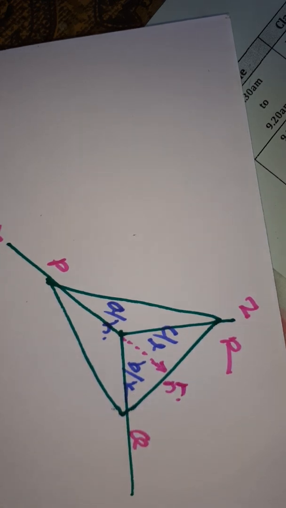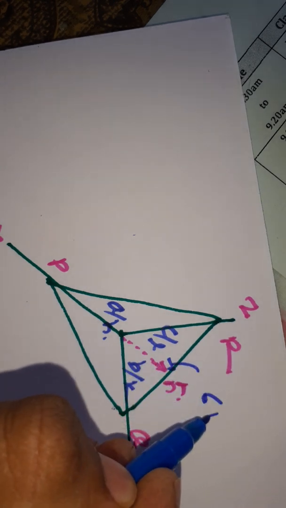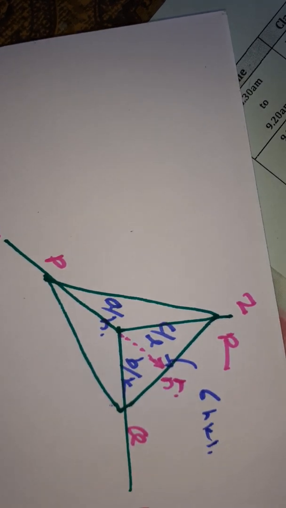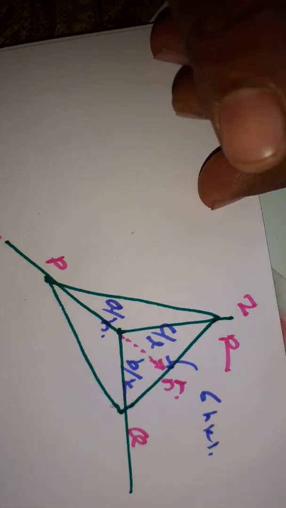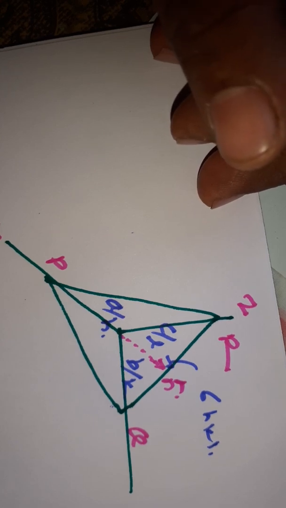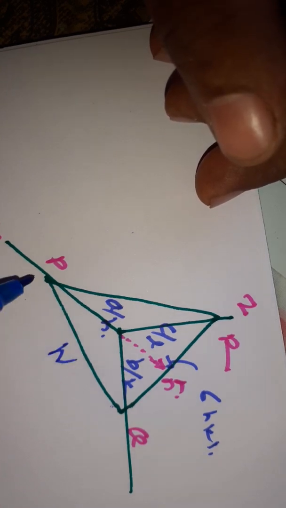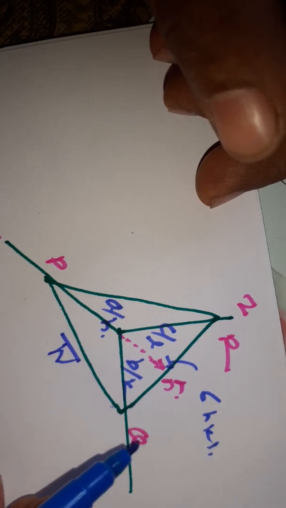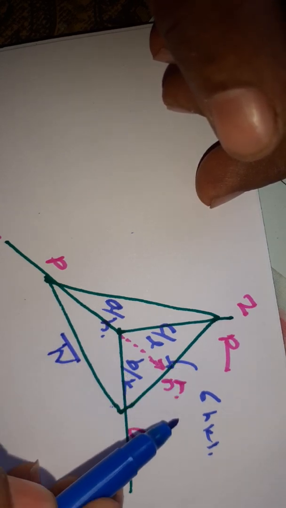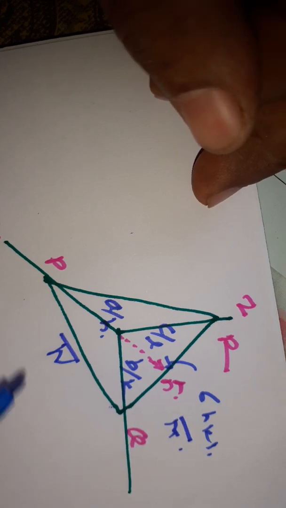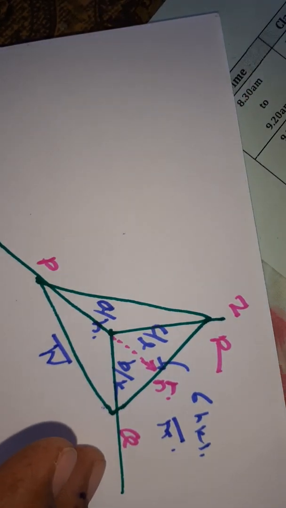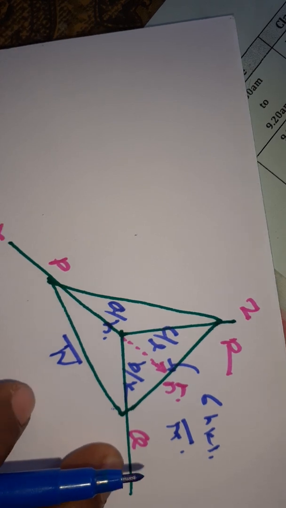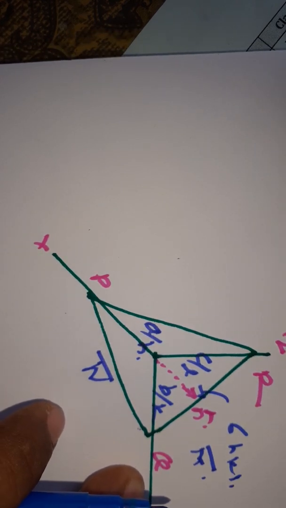So this is also your sigma HKL. Now we consider this: PQ is n bar, and QR is m bar. So n bar and m bar are along the HKL plane.